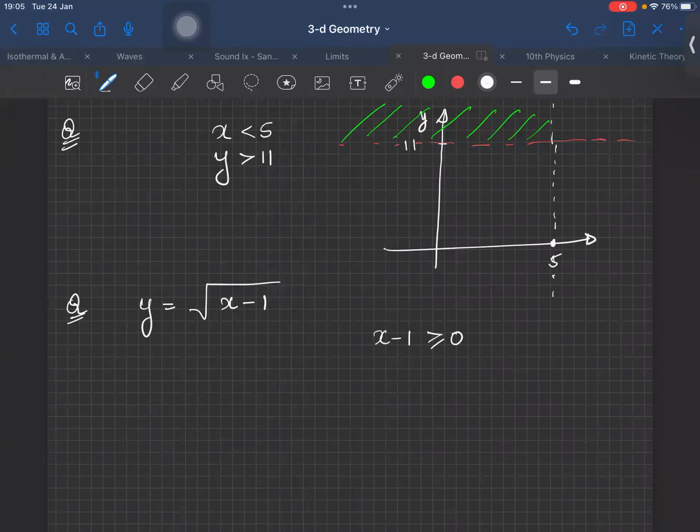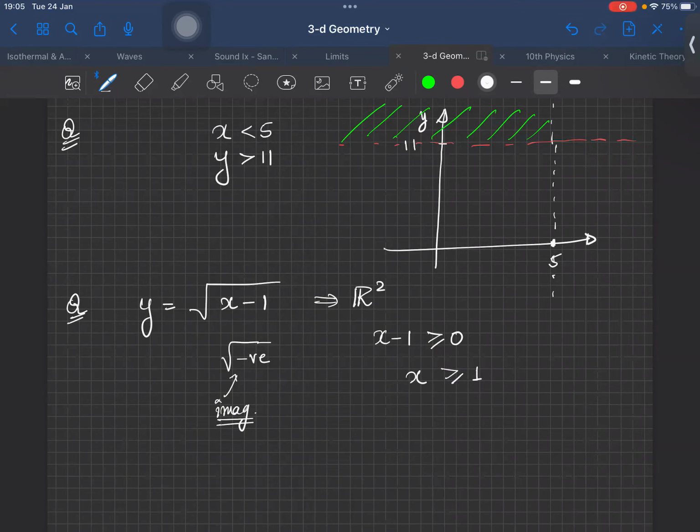Because if this is less than 0, what will happen? We'll have a negative value inside the square root, so it will become a complex or imaginary number. We don't want imaginary. We are only solving for real variables. That means x minus 1 has to be greater than or equal to 0, so x can have all the possible values greater than or equal to 1.